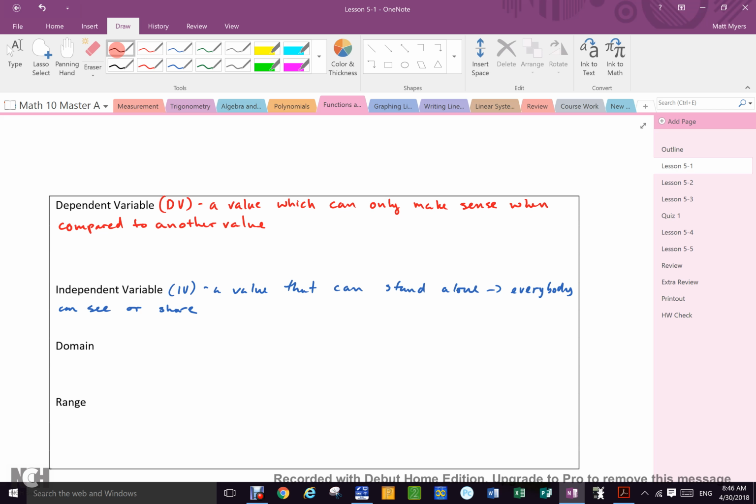So now we need to talk because these guys compare to these guys. So I'm going to draw an arrow. The dependent variable is the range. Okay? The range is the entire set of elements that make up the dependent variable. It'll show up in a second.